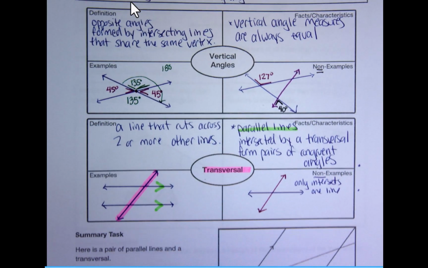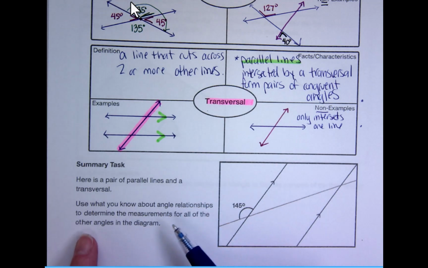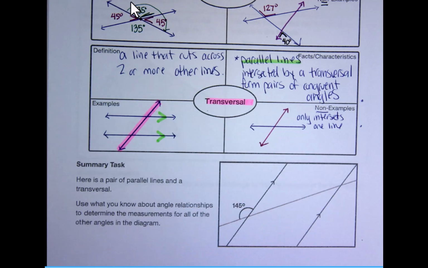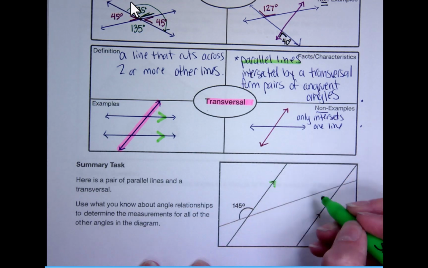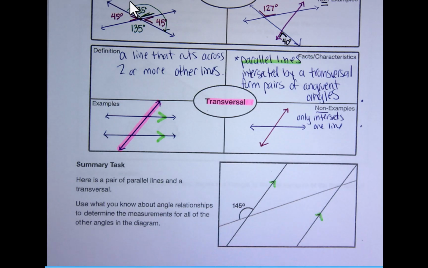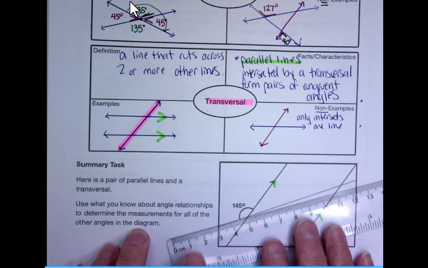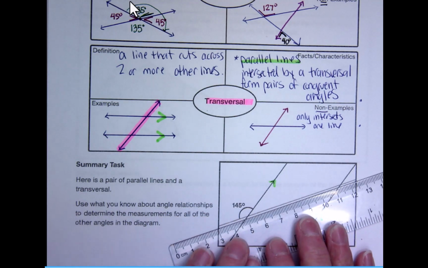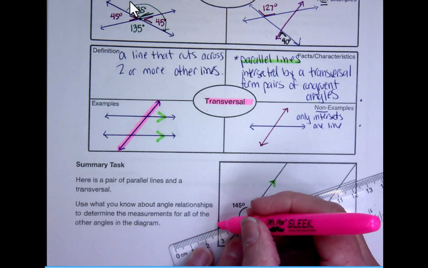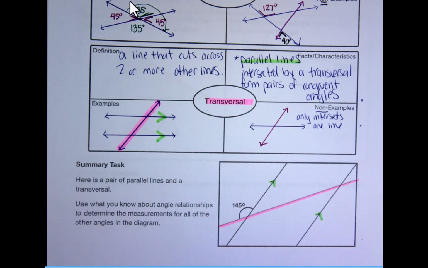All right, here's where the magic starts. This summary task says here's a pair of parallel lines and a transversal. This is what I mean by those little arrows indicating that we have two parallel lines here. Those are our parallel lines. They're cut by this transversal line. That's a line that cuts through two or more lines. And we're given one piece of information. We're given this 145-degree angle.